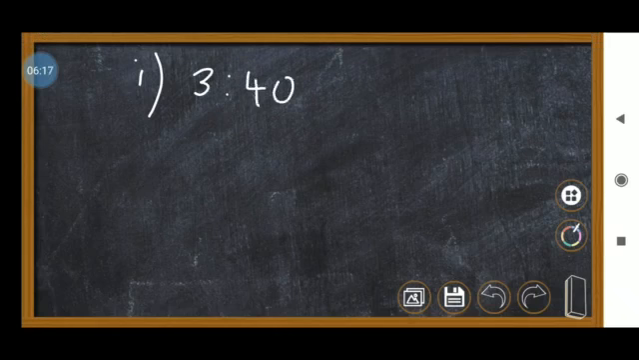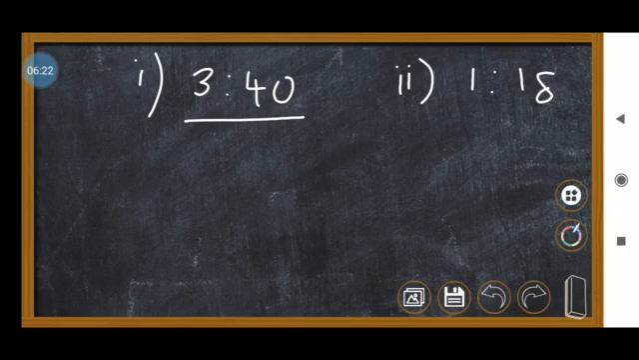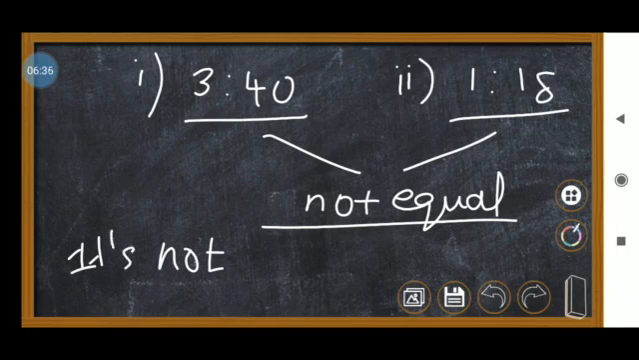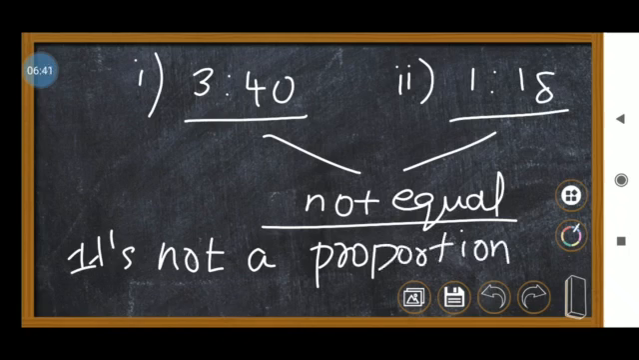So in the previous case, the first case, what is the ratio we found? 3 is to 14. The second case we found 1 is to 18. So both ratios are not equal, right? So that means we have to write this is not a proportion. That's all, students. So this kind of thing only we have to calculate.